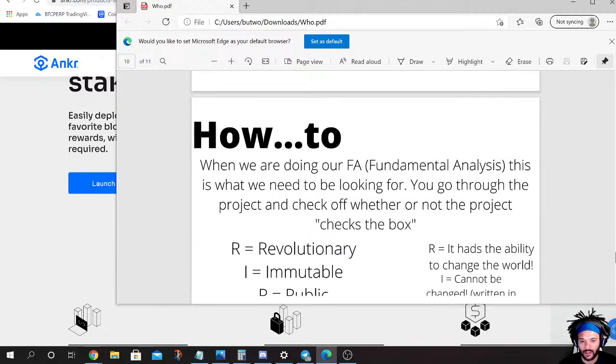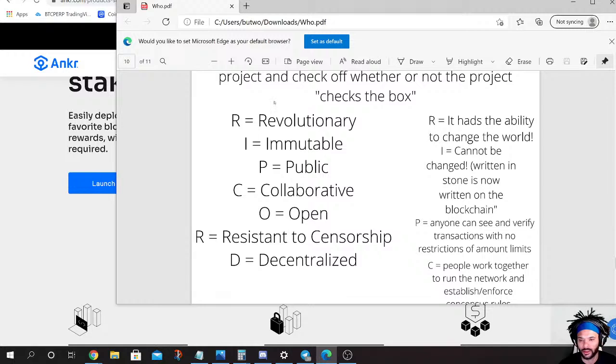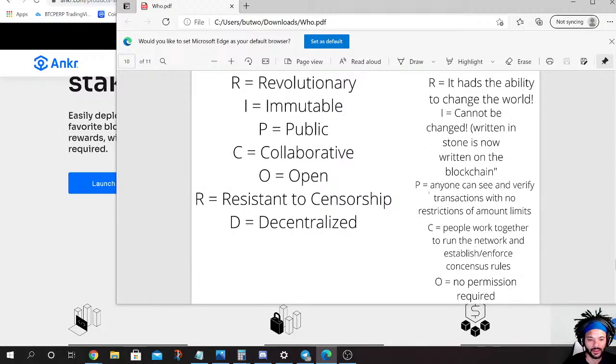And he basically shows how to do fundamental analysis. He uses an acronym called RIPCORD. So is the asset revolutionary, meaning it has the ability to change the world? Is it immutable? It cannot be changed. It's written in stone. What was once written in stone is now written on the blockchain. Is it public? Anyone can see and verify transactions with no restrictions or amount limits. Is it collaborative? People work together to run the network and establish and enforce consensus rules.